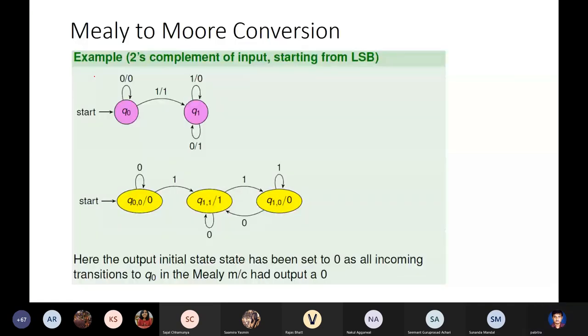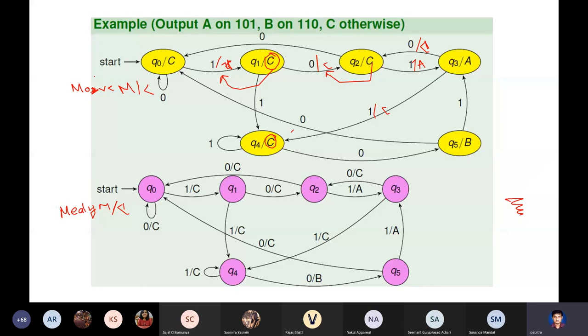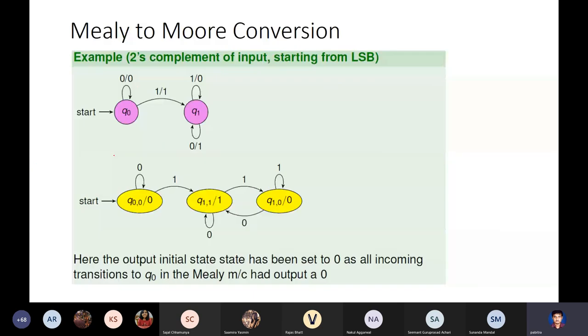Now let us look at the other way around. You have a Mealy machine and you have to convert it to a Moore machine. I have already told you that in the conversion of a Moore machine to a Mealy machine, the number of states remains unchanged. But when you are converting a Mealy machine to a Moore machine, you have to increase the number of states. Let's see how we go about that.